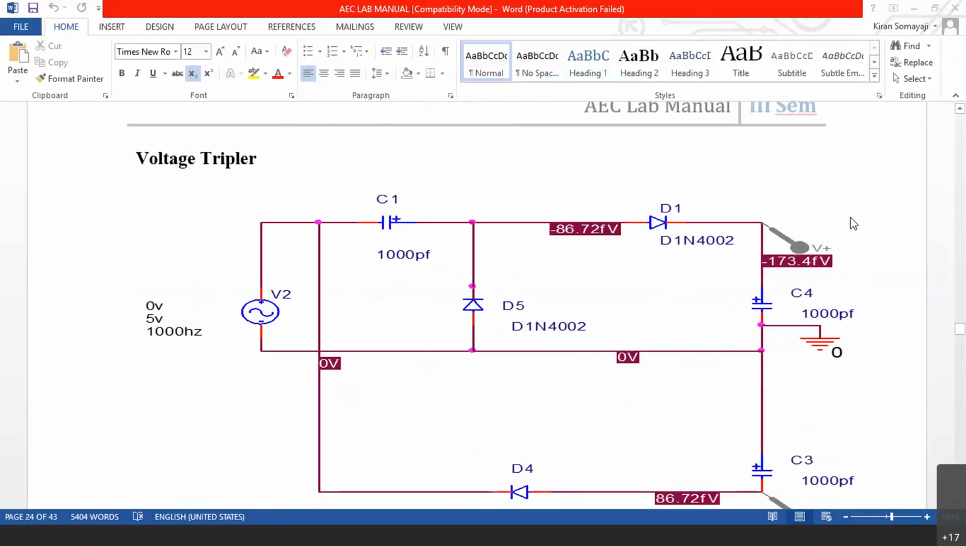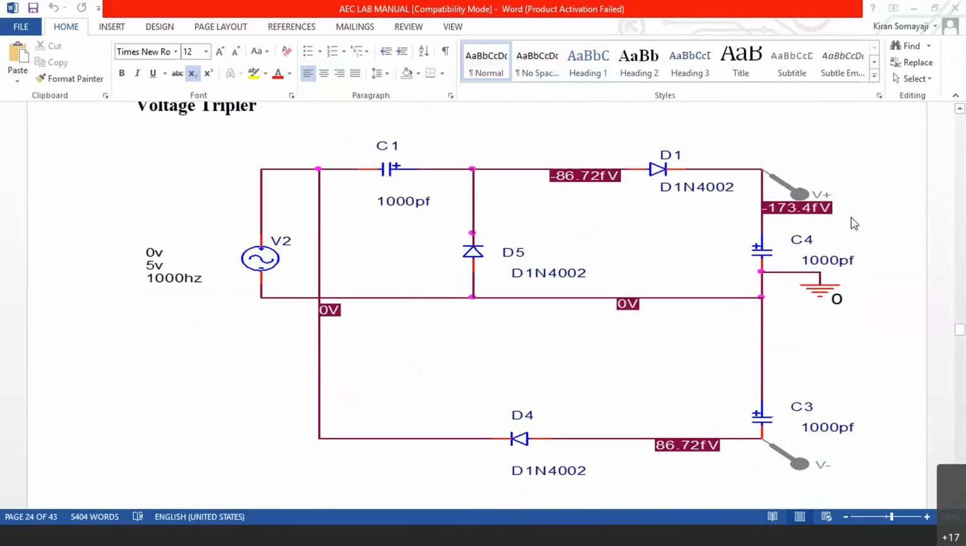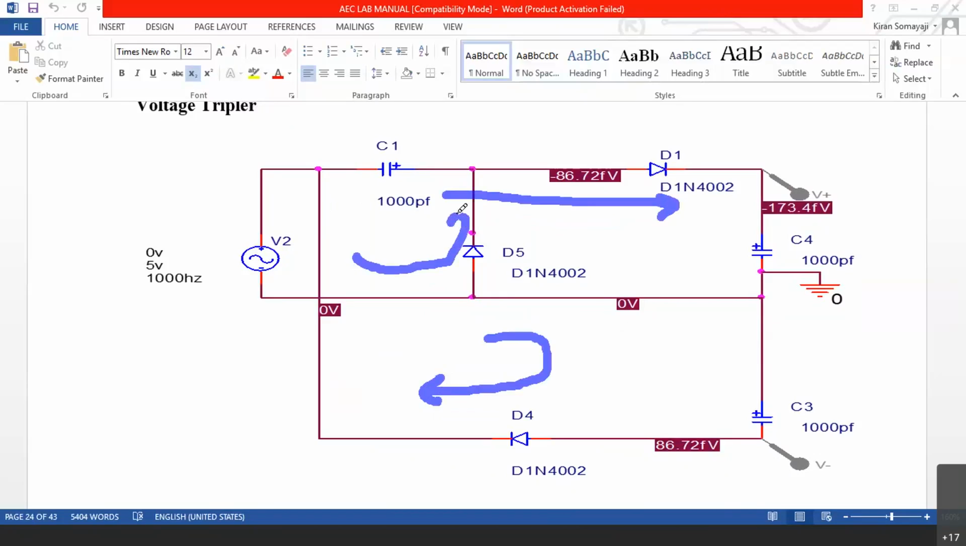Let me move on to the voltage tripler. Here you compare the earlier circuit with this circuit. Now you can see in the positive cycle, D1 is conducting. In the negative cycle, D4 is conducting. And in the negative cycle, D5 is conducting. In the positive cycle, D1 is conducting. In the negative cycle, D4 is conducting. But at the same time, in the negative cycle, D5 is conducting.